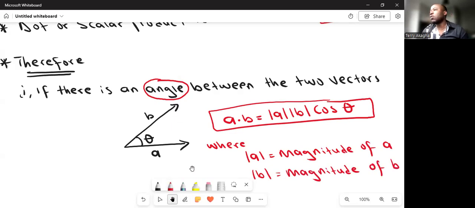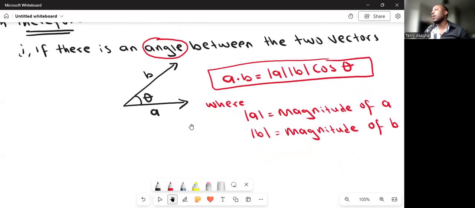All right, and also, in addition to that, we know that theta is the angle between the two vectors.